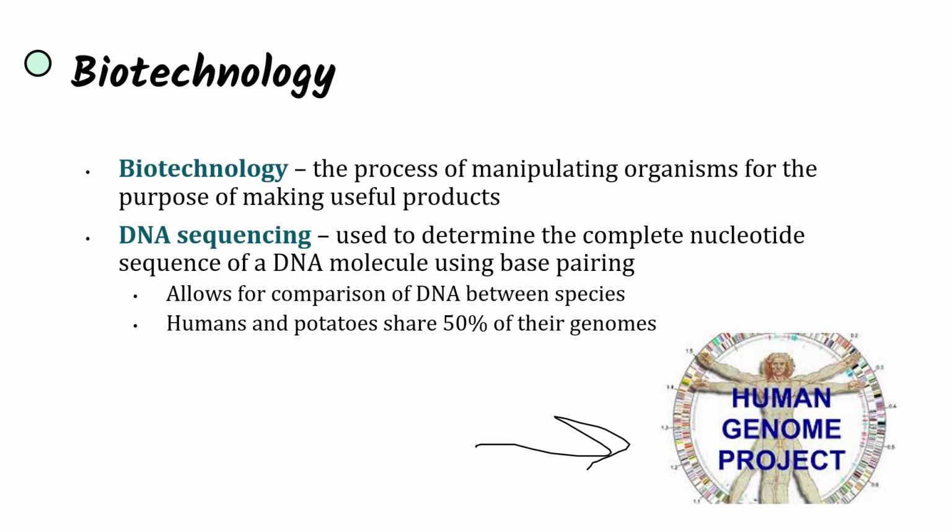And what DNA sequencing has taught us was how similar we are to many other species. For instance, humans and potatoes share 50% of their genomes. Humans and pigs share 98% of their genomes. And this is all evidence for common ancestry because of how universal and how much of the genome is shared between these fairly seemingly unrelated organisms.